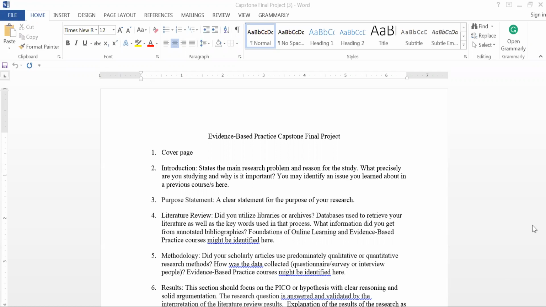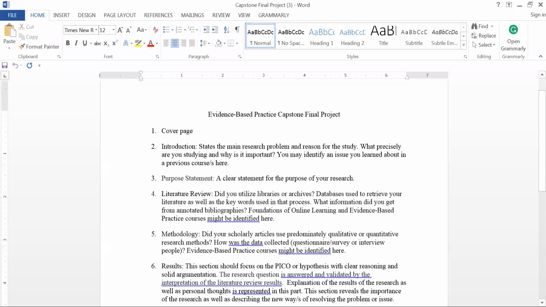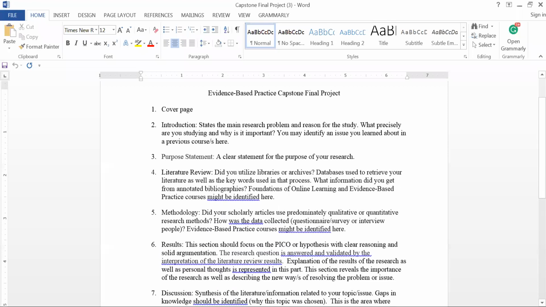All right, so now we're going to talk about the evidence-based practice capstone final project. This is the information that is attached under your information, and this is what it's going to look like. I also put a template out for you, so that you would see what is expected in your paper. You'll have a cover page.